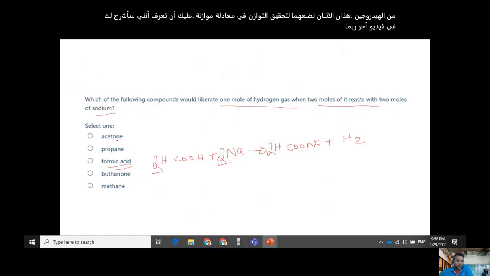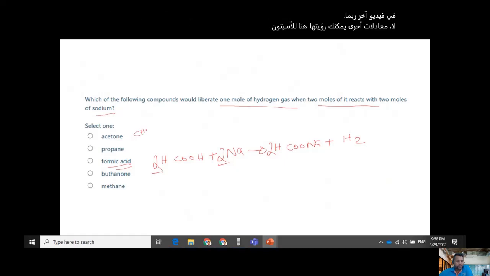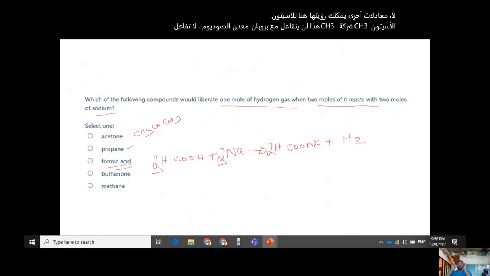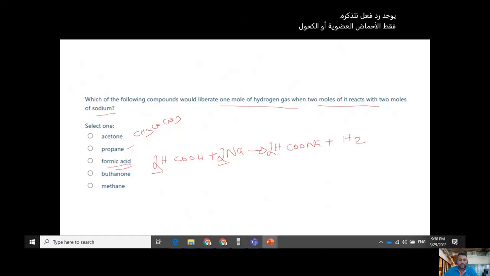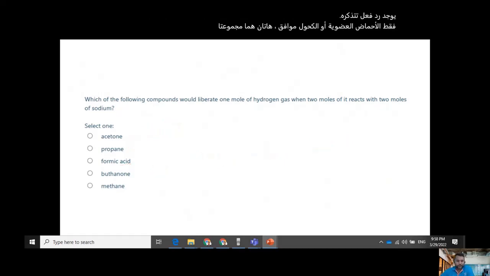Now another equations you can see here for acetone. Okay, acetone, CH3COCH3. This will not react with sodium metal. Propane, no reaction. Okay, butanone, methanol, no reaction. You remember only organic acids or alcohols. Okay, these are the two groups of compounds that can react with metal sodium usually.